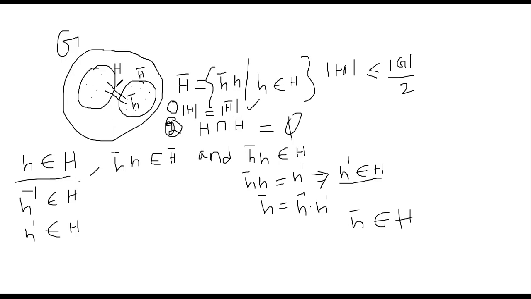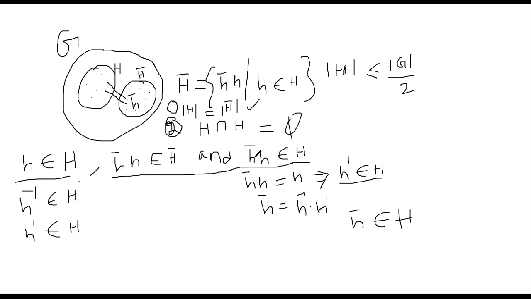We wanted to show that there is no overlap between these two sets. Okay. The method of proof by contradiction means we assume the opposite. Let's assume there is an element that is present in both H and H bar. So for some h element in the set H, we argue that h bar times h is present in H bar and also in H. Okay, this is basically the proof by contradiction technique that we're using now.